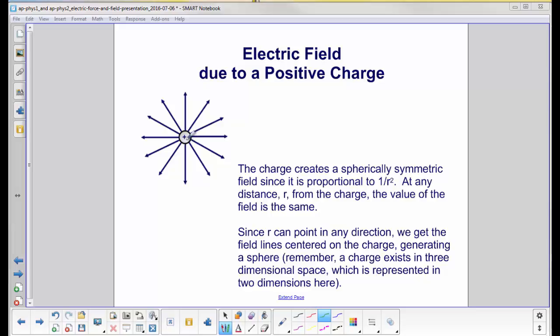Our positive charge here is generating a spherically symmetric field, and it is proportional to 1 over r squared. The further away you get, the weaker the field is. But at any distance, if r is the same, it will feel the same strength of the electric field. Since r can point in any direction, we get the field lines centered on the charge, and it's actually generating a sphere. Remember, a charge exists in three-dimensional space. This slide here is only in 2 dimensions, so we're representing it like this. It would really look like a hedgehog, with spikes coming every different way, but it'd be very symmetric.